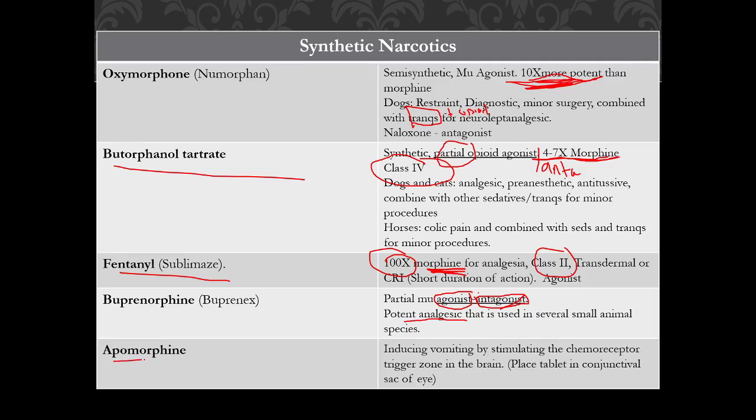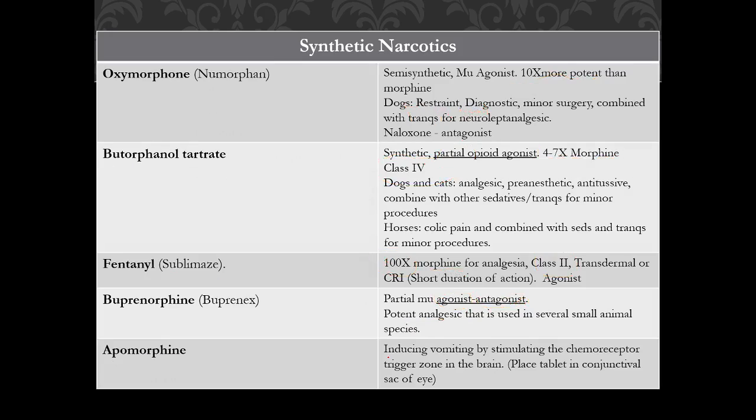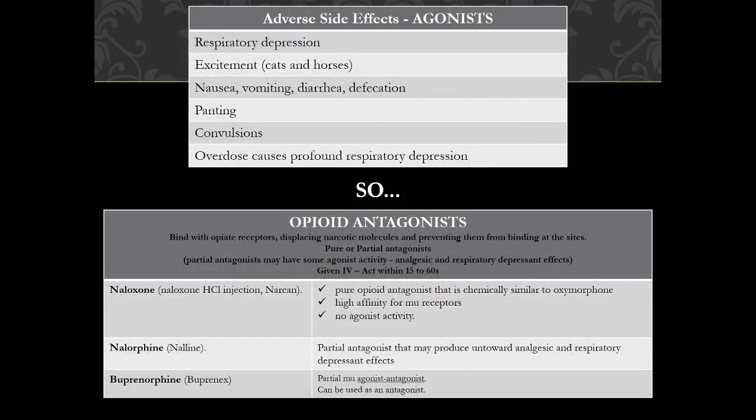Apomorphine. Apomorphine is that little tablet you can put in the conjunctival sac that causes vomiting when we have a toxin. We also give it IV. It's more often given IV these days. It induces vomiting by stimulating the chemoreceptor trigger zone in the brain, but it also is a narcotic. Some adverse side effects: we can see respiratory depression, excitement in cats and horses, nausea, vomiting, diarrhea, defecation, panting, convulsions.